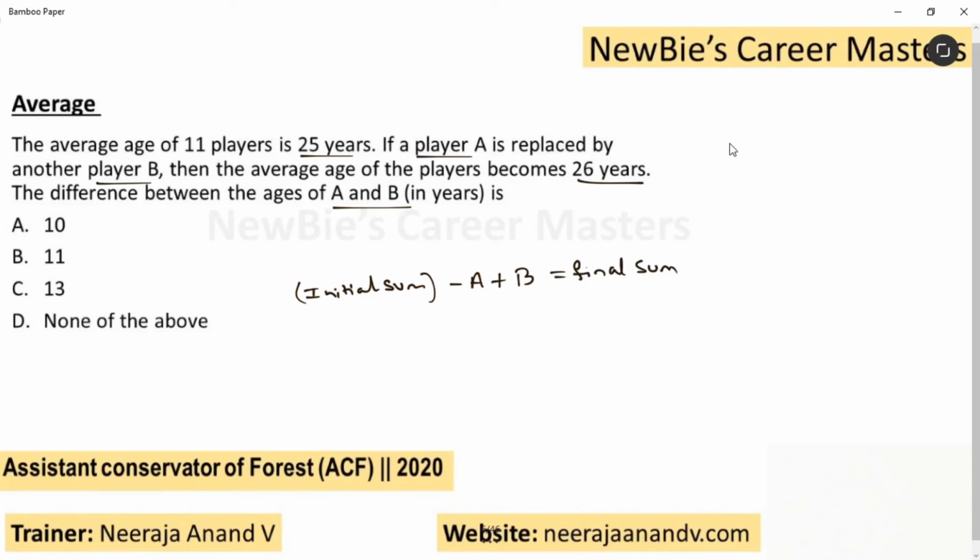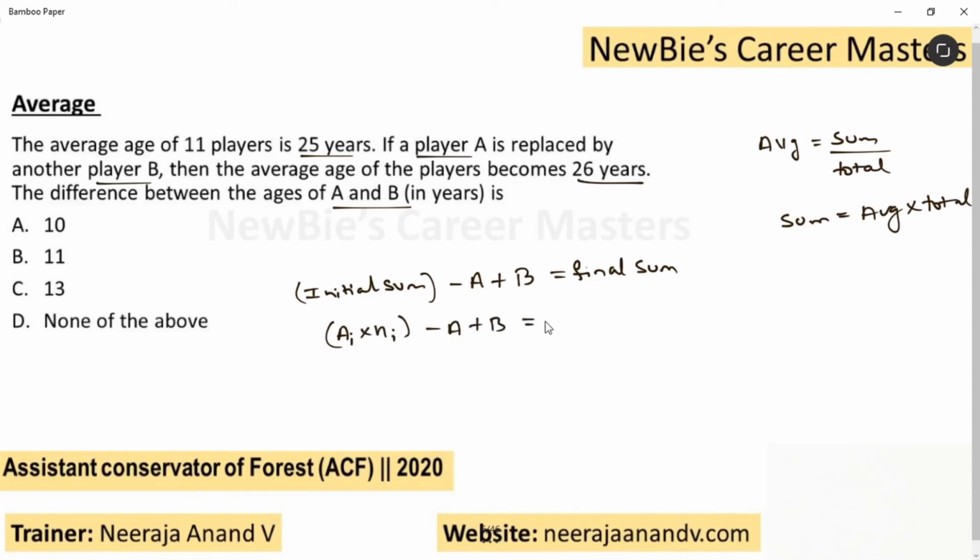Okay. Newbies, we know formula for average. Average is equal to sum divided by total. Correct? No? Yes. Then let's get the formula for sum. Sum is equal to average into total. That's it. Okay, let me take this as initial average into initial number of people. Okay, and you're removing player A and you're adding player B to this. Then final average into final number of people. That's it.